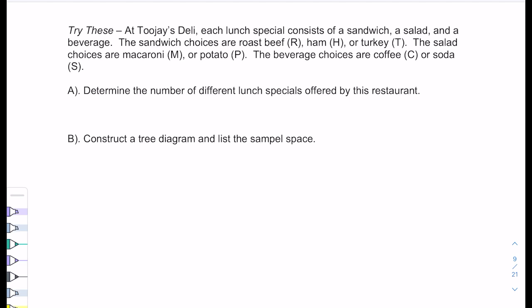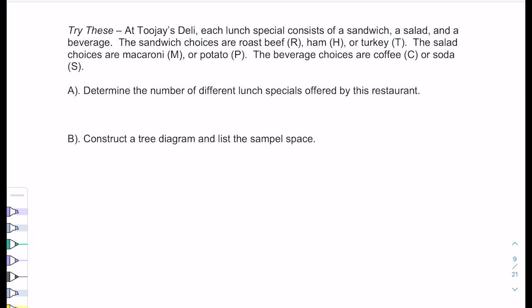At 2J's Deli, each lunch special consists of a sandwich, a salad, and a beverage. The sandwich choices are roast beef, ham, or turkey, and the salad choices are macaroni or potato, and the beverage choices are coffee or soda. Determine the number of different lunch specials offered by this restaurant.